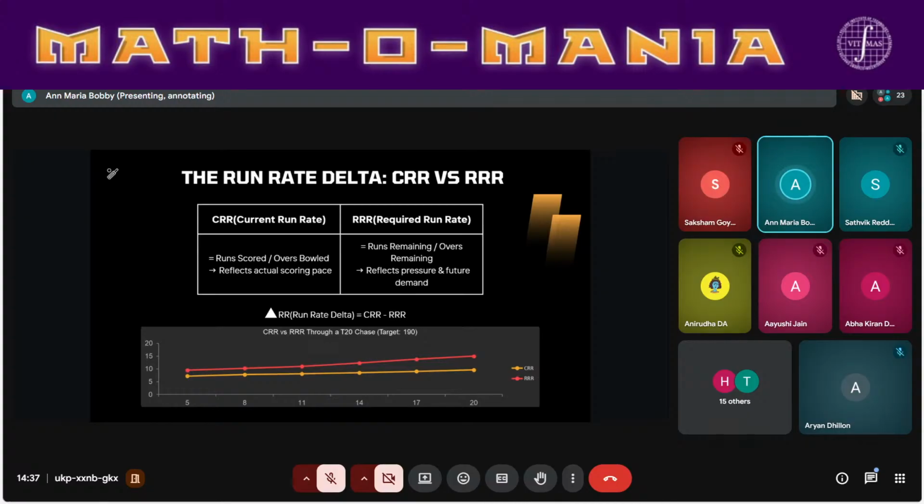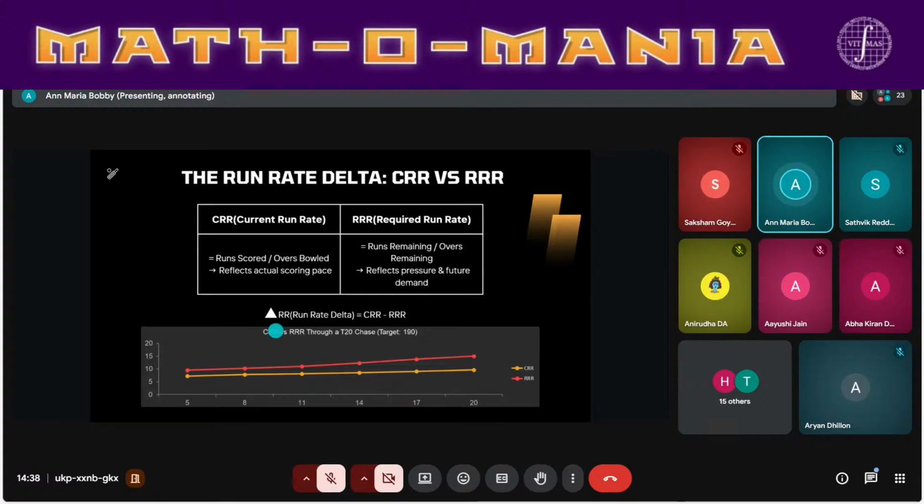So CRR reflects actual scoring pace. And when it comes to required run rate, it is equal to runs remaining divided by overs remaining. So it reflects pressure and future demand. For example, if a team needs 100 runs in the remaining 10 overs, then the required run rate will be 100 divided by 10, which is equal to 10 runs per over.